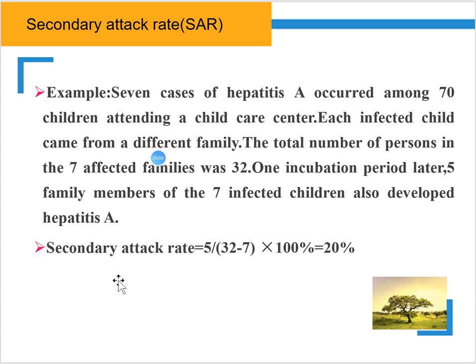So, secondary attack rate equals 5 divided by 32 minus 7. The number of secondary cases is 5. The number of contacts is 32 minus 7. The result is 20%.